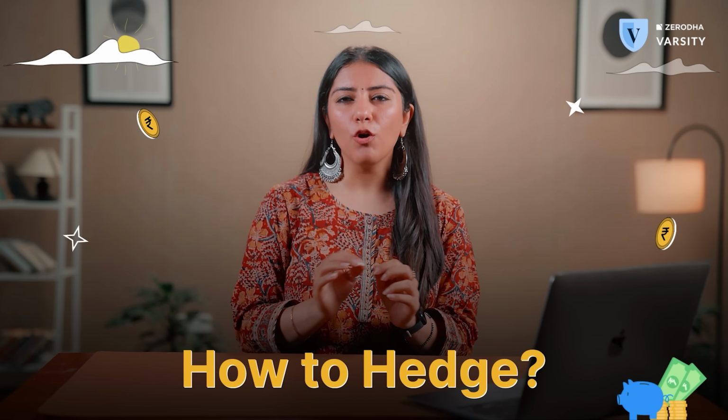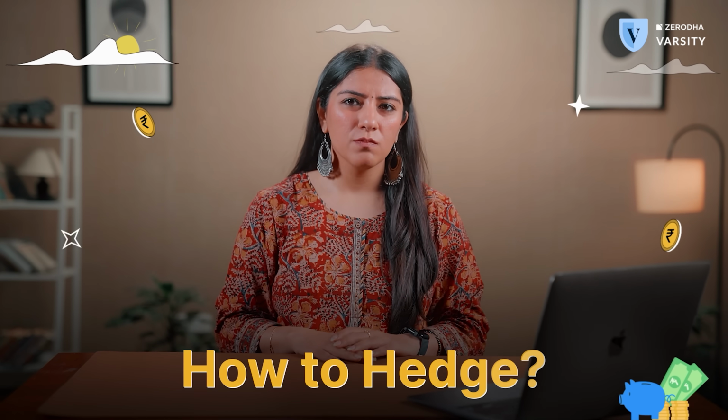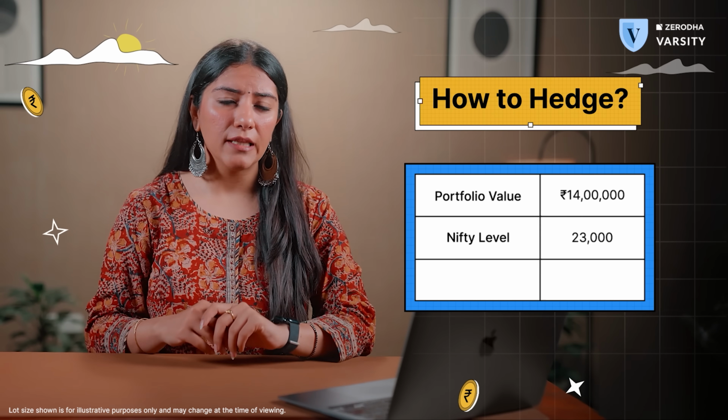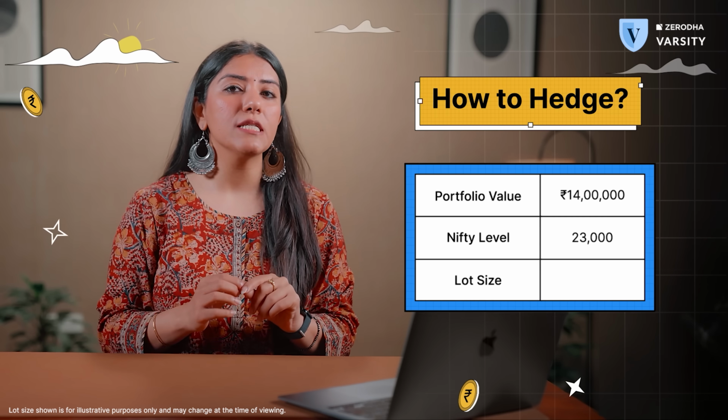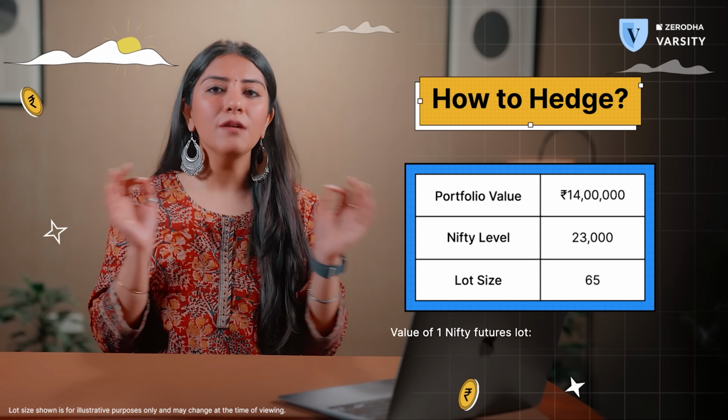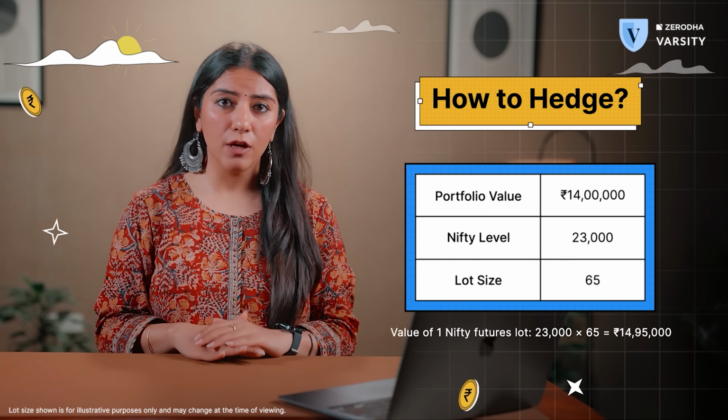Let's say you have a stock portfolio worth 14 lakh rupees. You are worried that over the next few months, the market could fall because the interest rates are rising or the economy is slowing down. One way to hedge this risk is to short Nifty futures. Nifty is somewhere around 23,000 and one lot of Nifty size is 65. Now, one Nifty future lot total value is 14 lakh 95,000 rupees.